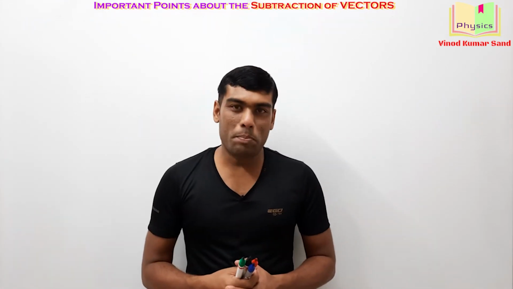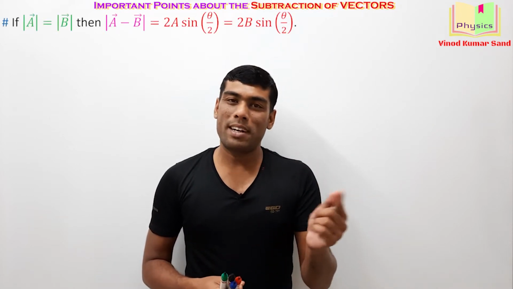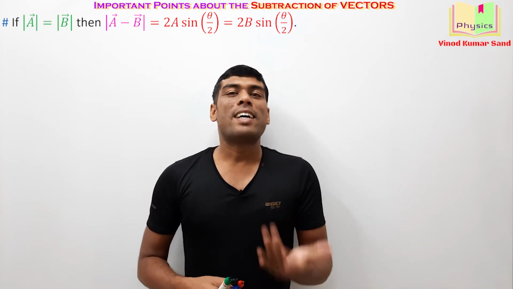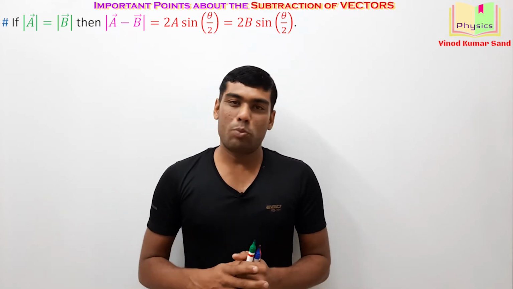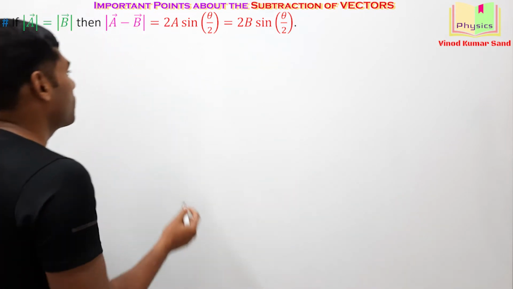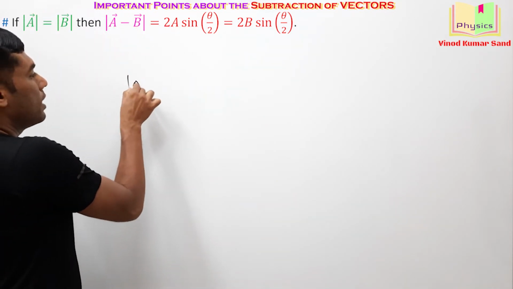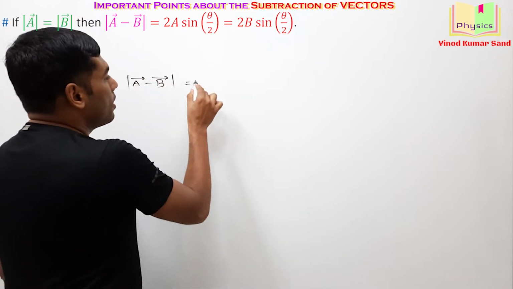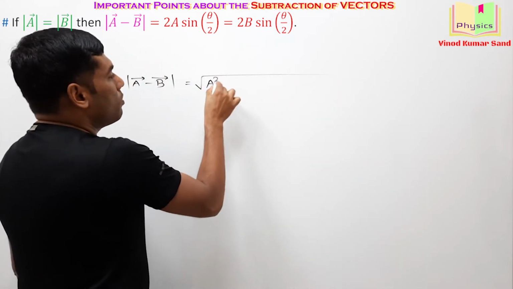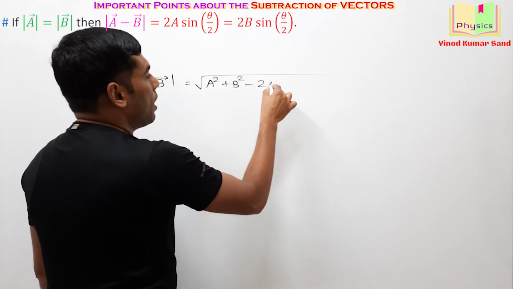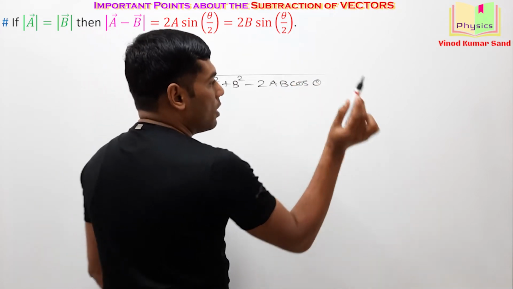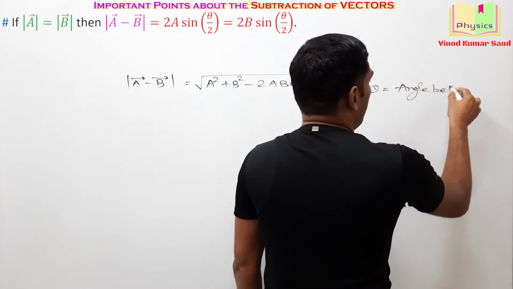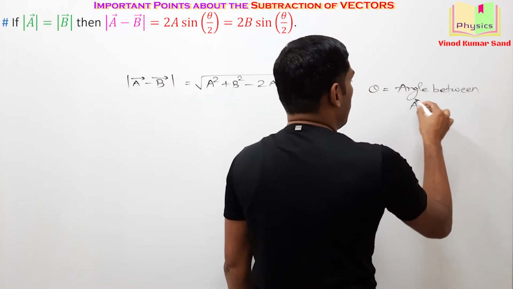Here is the fourth important point. If the magnitude of A vector and B vector is equal, then the mod of A vector minus B vector is equal to 2A sin theta by 2. We can prove it simply. According to the derivation, mod of A vector minus B vector, we already remember, is equal to the root of A square plus B square minus 2AB cos theta. Here theta is the angle between A vector and B vector.